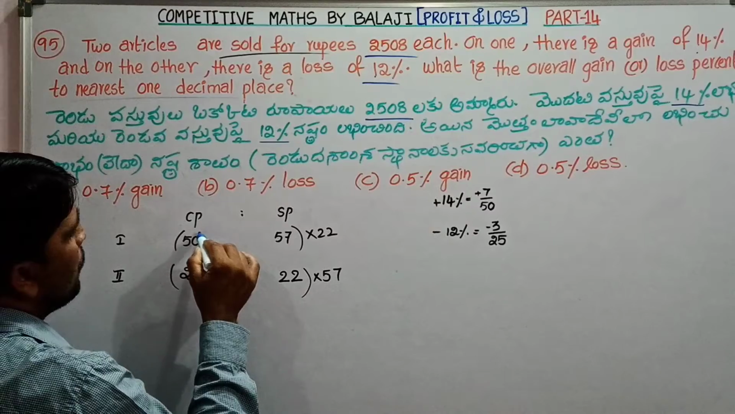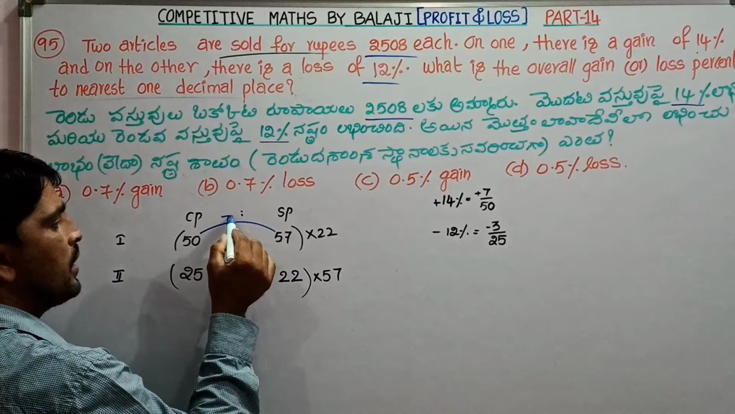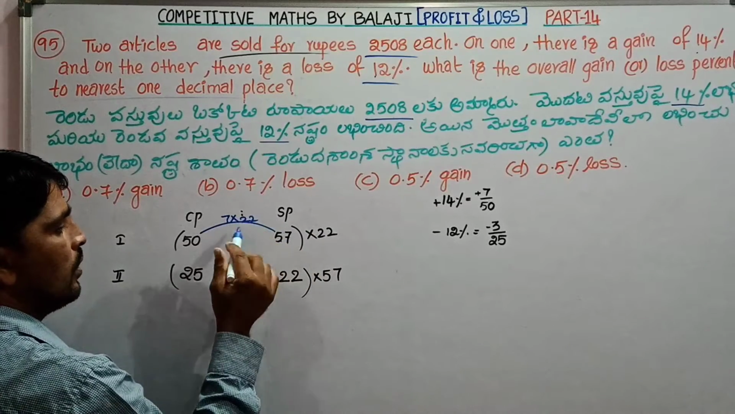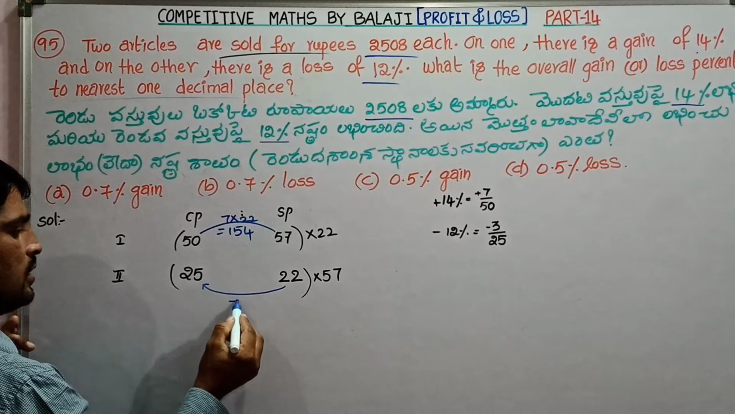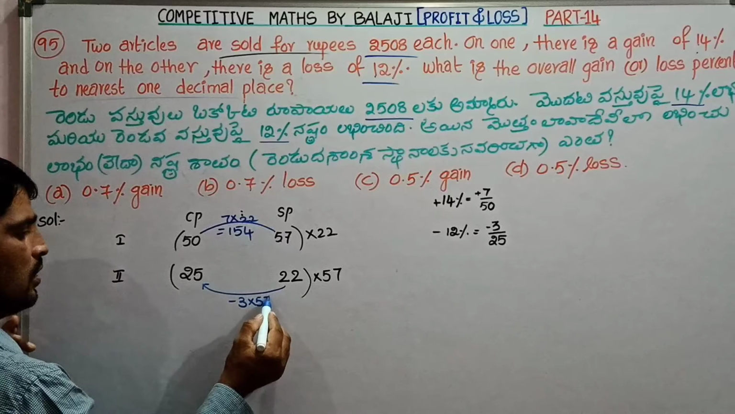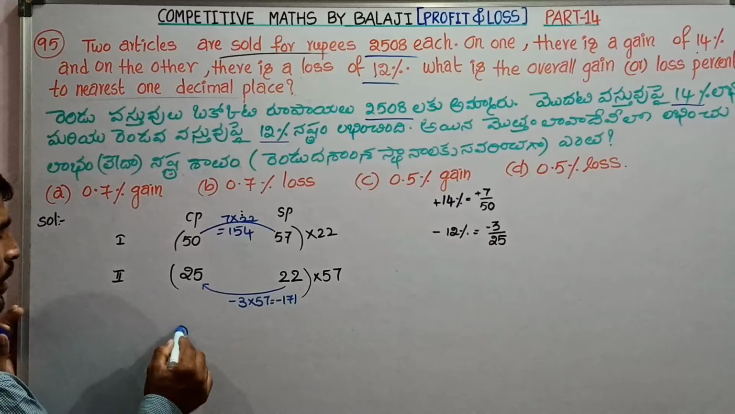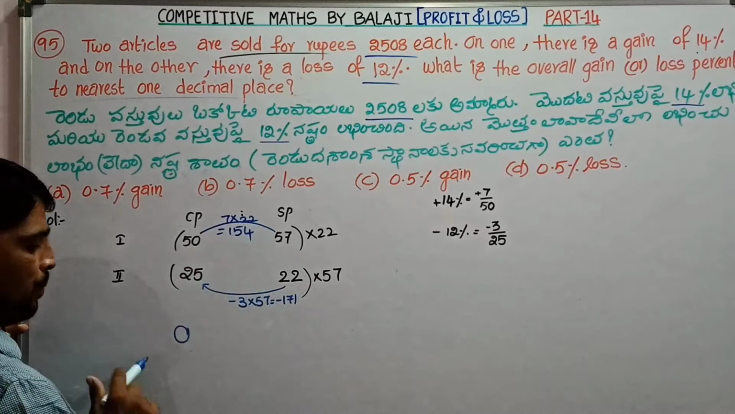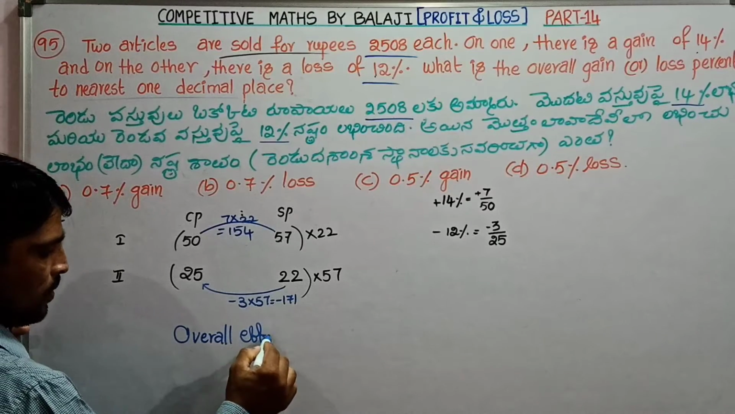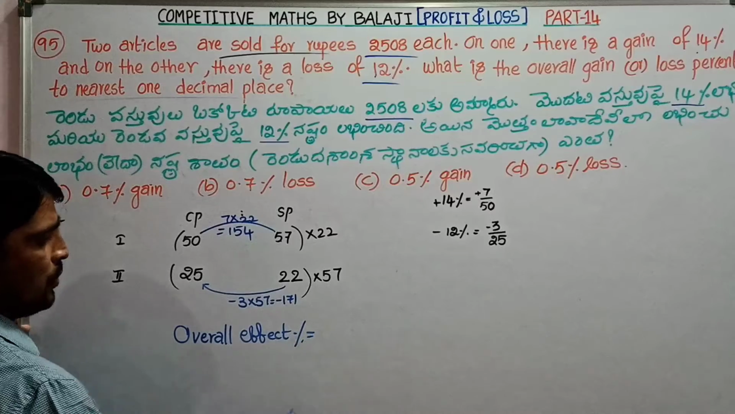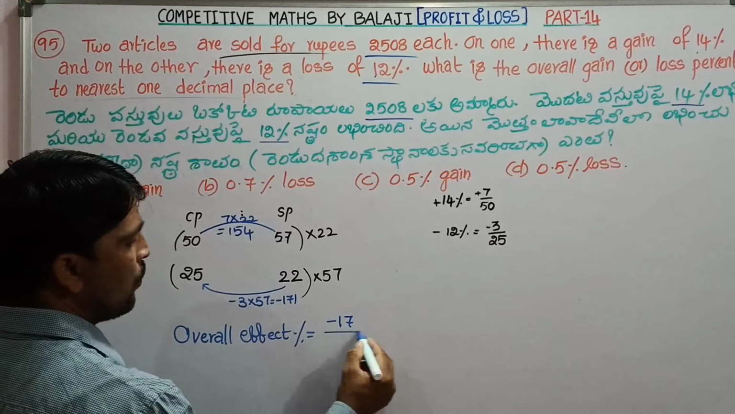Now consider the profit on the first article, 57 minus 50, 7 times 22, which is equal to 154 units. Loss on the second article, that is 3 units into 57, which is equal to minus 171 units loss. Since loss is more than the profit, overall is loss percent, that is minus 171 plus 154, that is minus 17 units over.